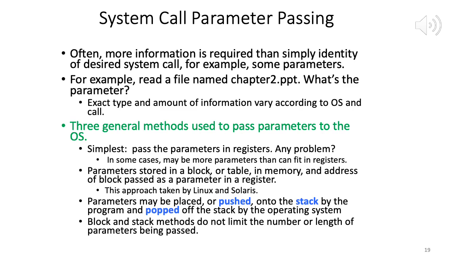So how do you pass parameters to your system calls? Often more information is required than simply identifying the desired system call. For example, some parameters may need to be passed. We saw that in read: read a file named chapter2.ppt. So the parameter is chapter2.ppt. Of course, the exact type and amount of information vary according to the OS and system call. Some may need more parameters, some may need no parameters, and so on. Generally, there are three methods used to pass parameters to an OS.